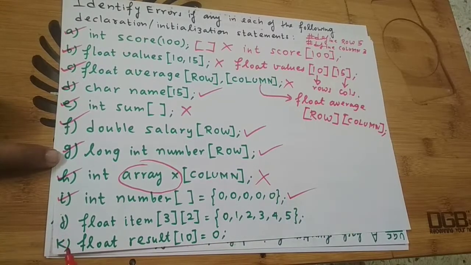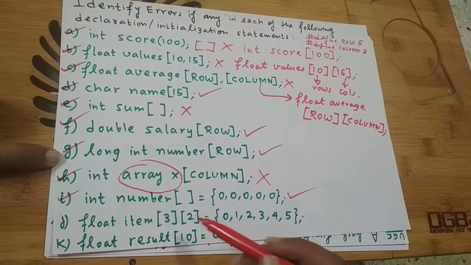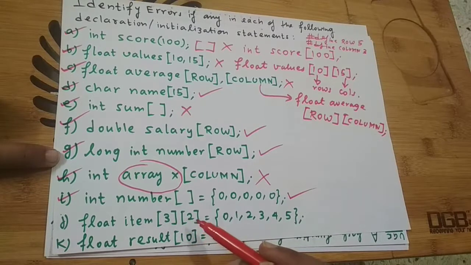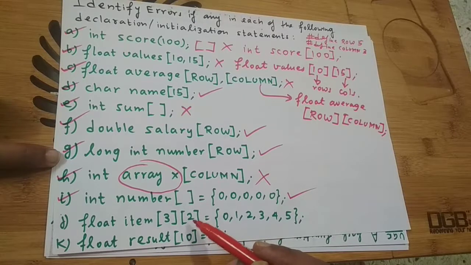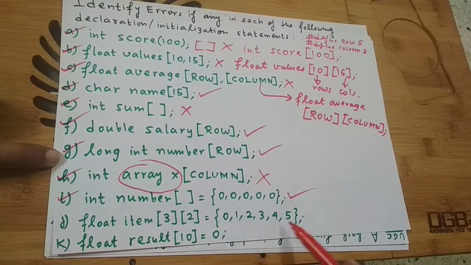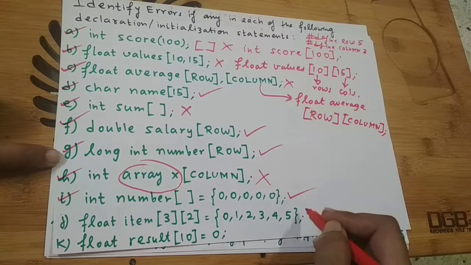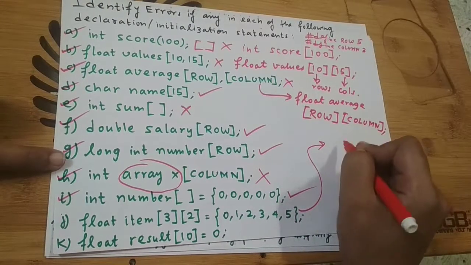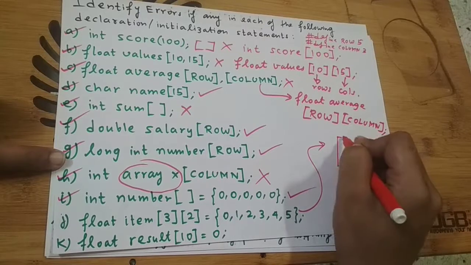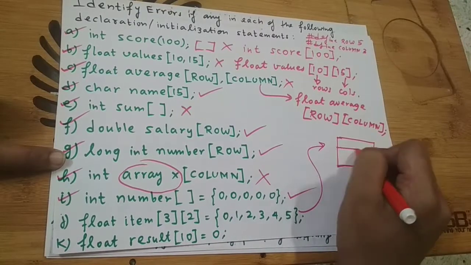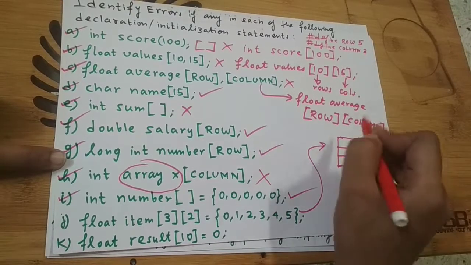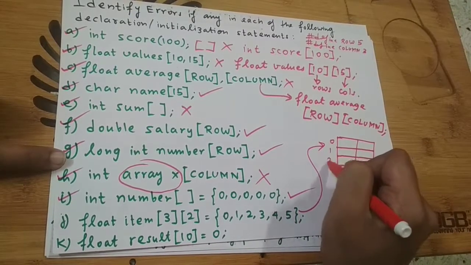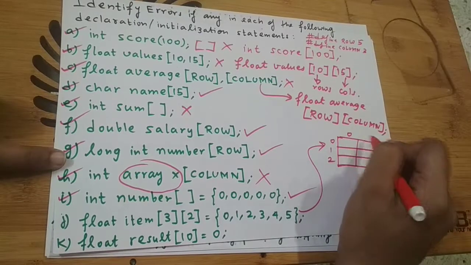Now let's look at number J. So float, a valid built-in type, item, a valid identifier. Now 2 dimensions, that means I am creating a matrix, right? This first dimension denotes the number of rows and the second dimension denotes the number of columns. And here I am giving the list of values. So due to this statement, I will have a matrix of 3 rows. So how many rows? 1, 2, 3 rows. And how many columns? 2 columns. So this is my row 0, row 1, row 2. This is row 0, this is column 0, and this is column 1.